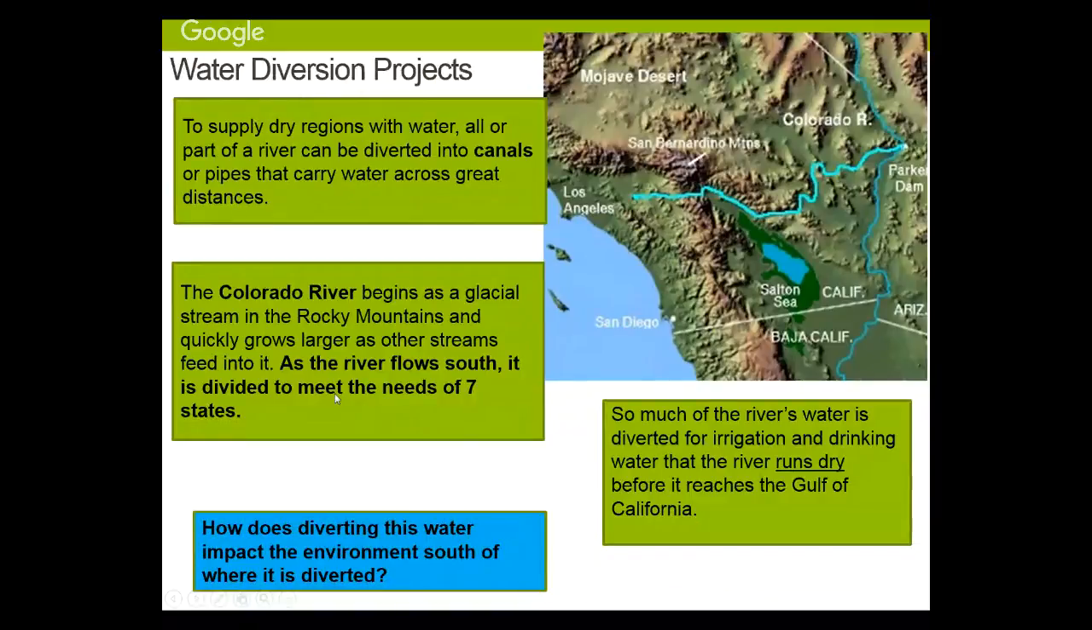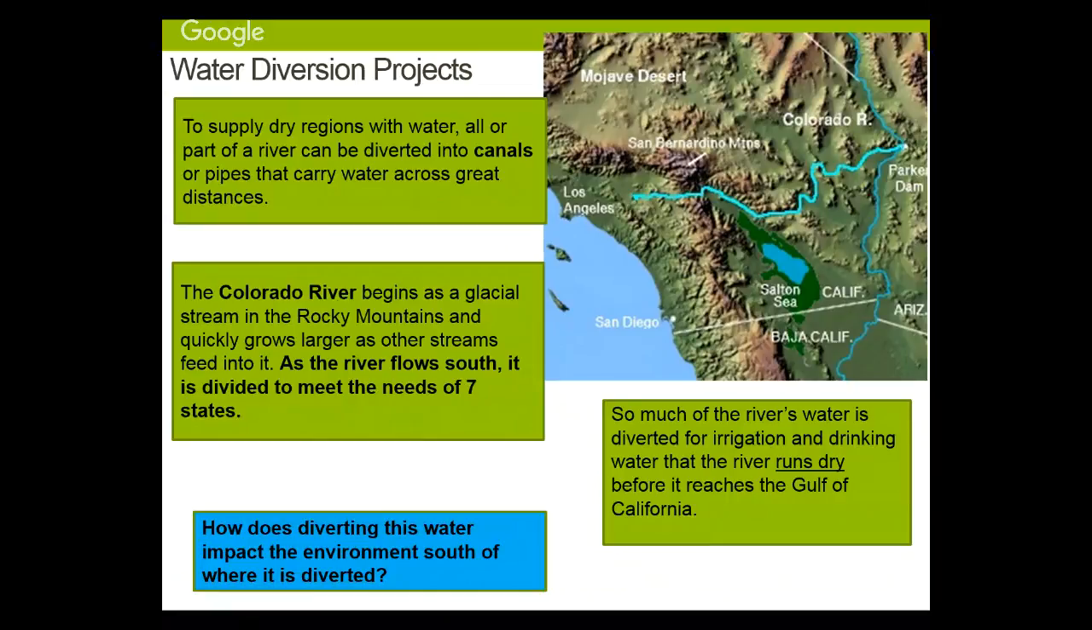So water diversion projects are used to supply those dry regions with water by using all or part of a river. Part of a river can be diverted. Sometimes we see all of the river being diverted into canals or pipes that carry water across a great distance. Part of the water in the Phoenix metro area actually is in pipes now. Tempe Lake is still open, but the majority of it is all underground.